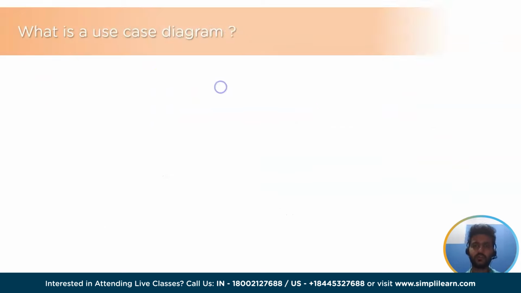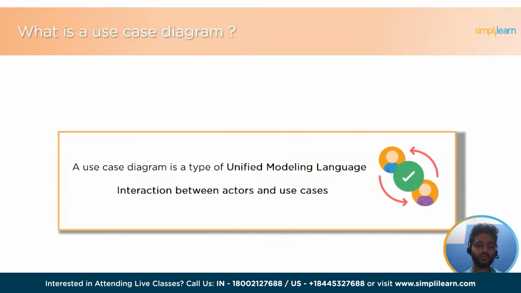Now coming to question number 15. What is a use case diagram? A use case diagram is a type of unified modeling language diagram that shows the interactions between actors and use cases in a system. Actors represent the external entities that interact with the system, such as users or other systems, while use cases represent the functionality provided by the system. The diagram illustrates the relationship between actors and use cases, such as which actors can perform which use cases. Use case diagrams are commonly used to model and communicate the requirements of a system to stakeholders.